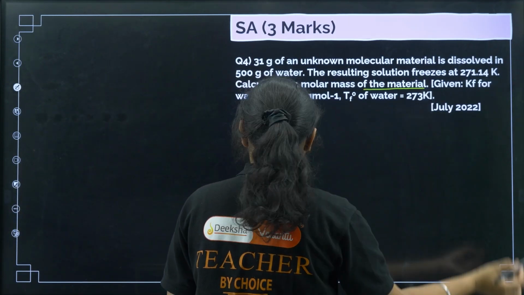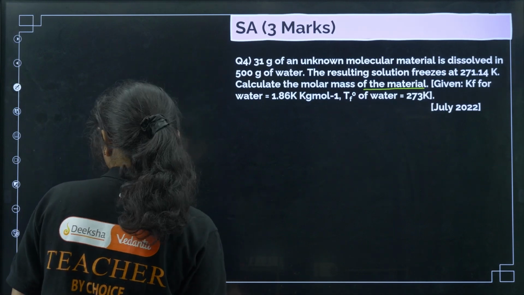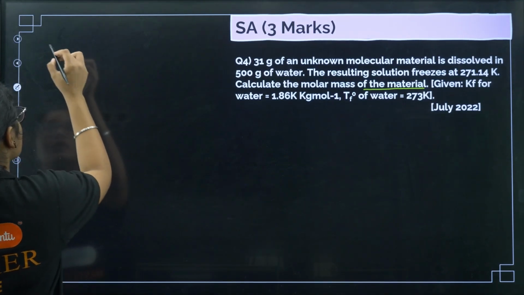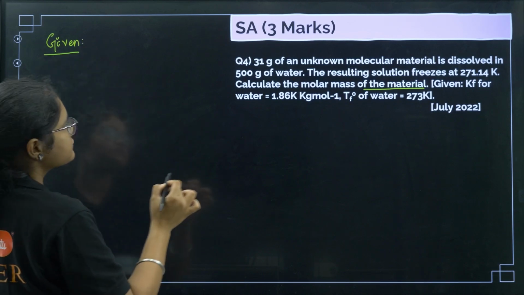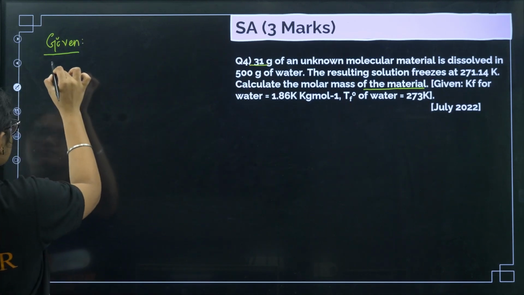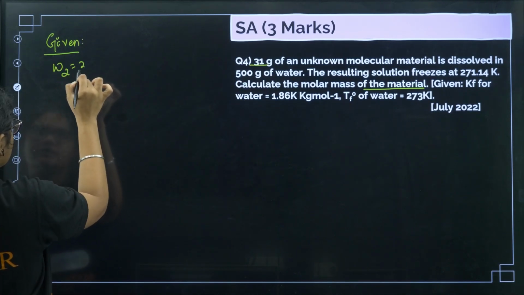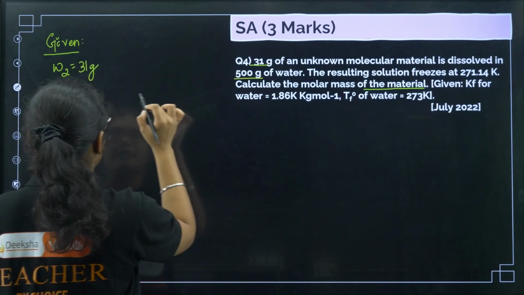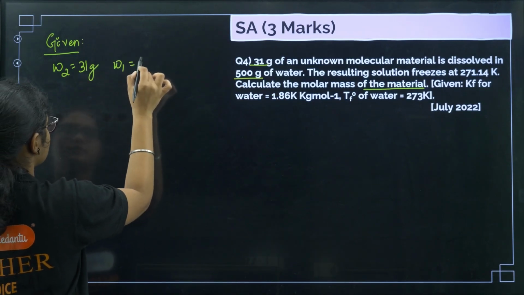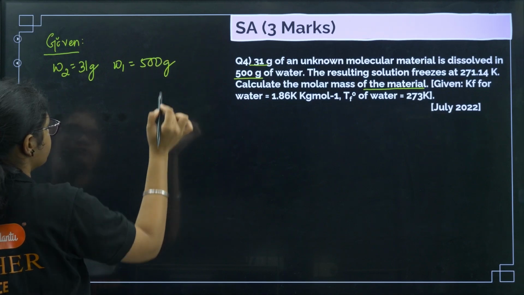Same thing again, a molecular mass based question. First let us write the given values. Given values: first one, 31 gram, that is your mass of the solute, W2 is 31 gram. The material is dissolved in 500 gram of water, so W1 is 500 gram of water.